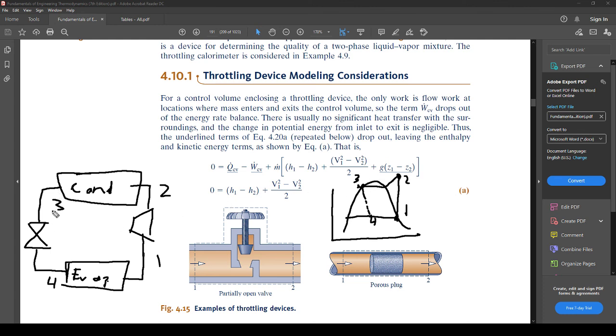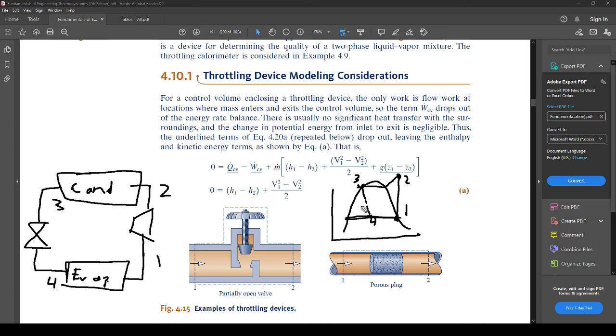And so from 3 to 4, it runs through the valve. And what the valve does is that it essentially just drops the pressure down. Runs it all the way down to where we had it before, which is the pressure of state 1. That's the job of this.